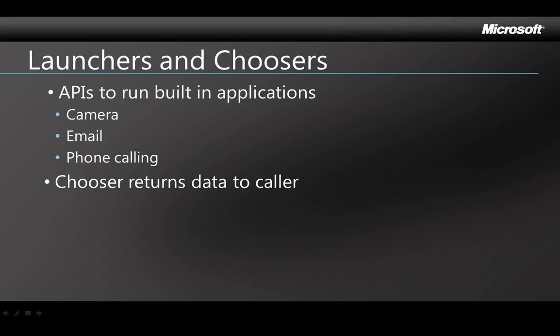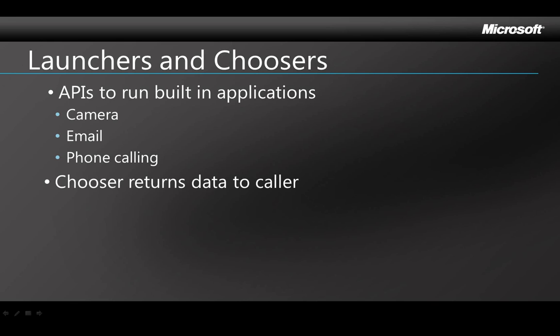But first of all, I need to explain what launchers and choosers are. The architecture and the application model of Windows Phone 7 isolates applications completely. One application can't access files or functions or data from another. So then how can the app you write use the camera application to get that functionality? That's where launchers and choosers come in.